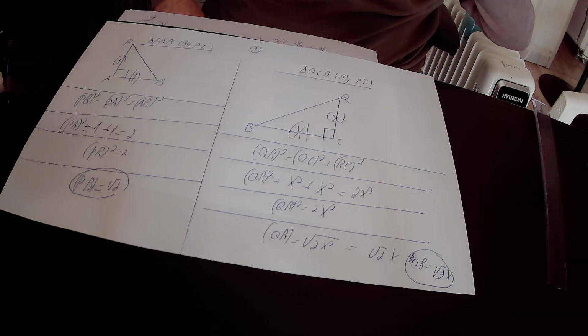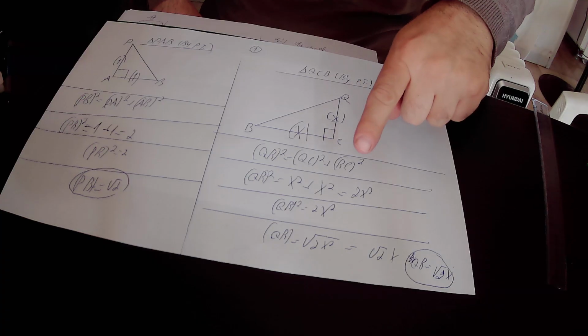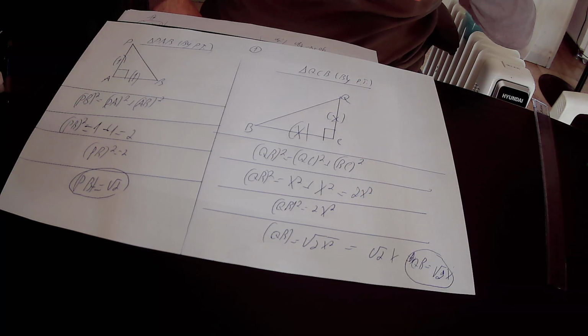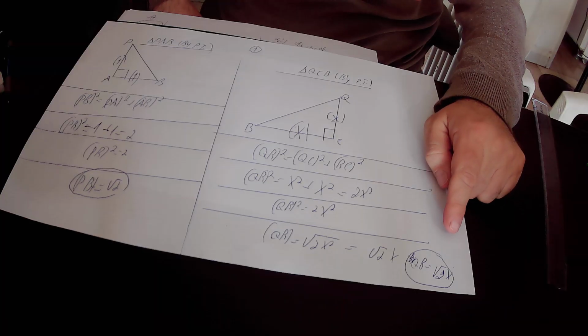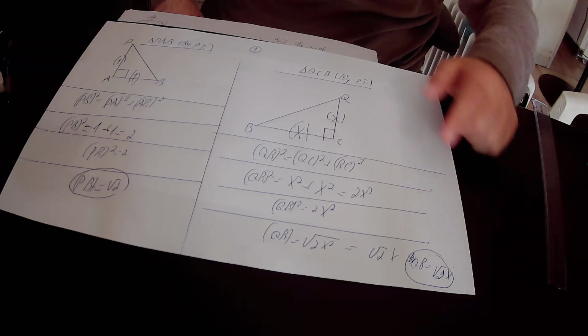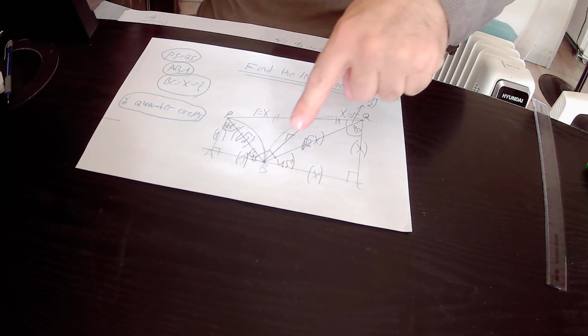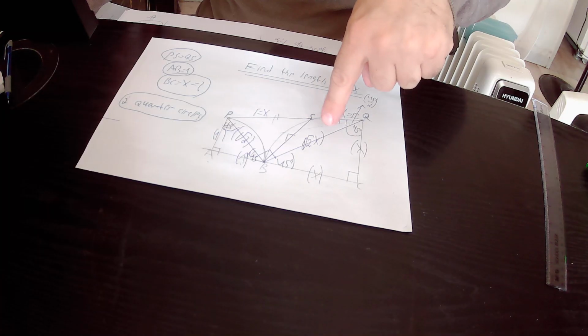QB squared equals 2x squared. We took the root of this equation and finally found that QB equals the square root of 2 times x squared. That is to say, QB equals the square root of 2 times the square root of x squared. The square root of x squared is x. So in total, QB equals the square root of 2 times x. Here, the hypotenuse QB of this right triangle QBC equals the square root of 2 times x units.